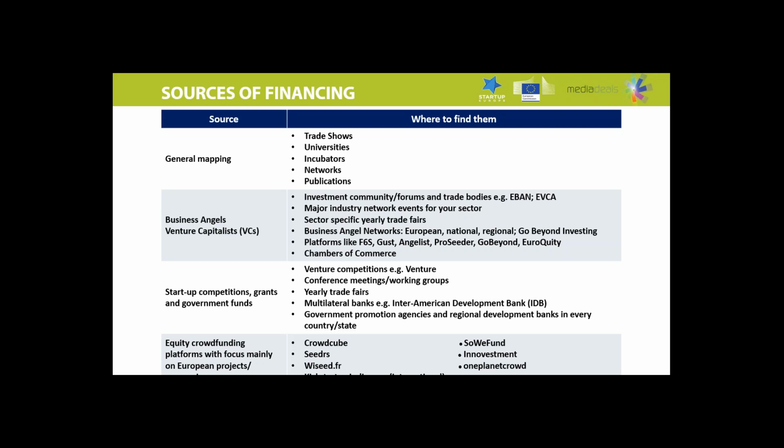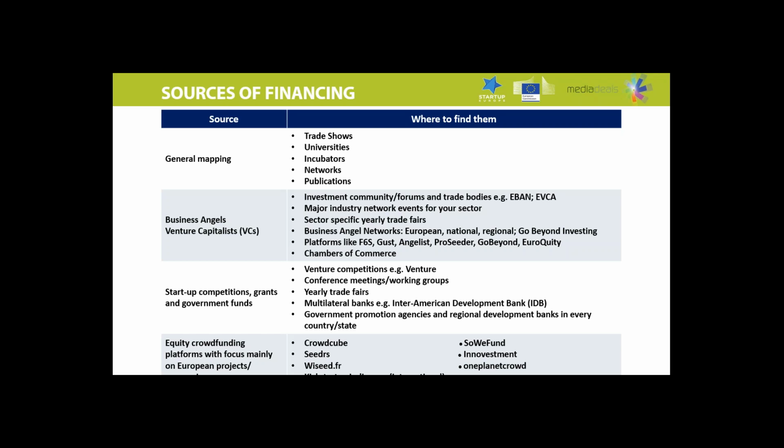And there are online platforms like F6S, for example, or Gust, AngelList, Proceeder, Go Beyond again, or Euroquity, where you can sign up, where you can leave a profile, where you can research the profile of the investors and understand if there is a potential investor and financier out there for you whom you should contact. And of course, the chambers of commerce can be of guidance as well.